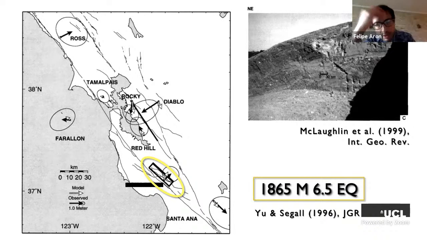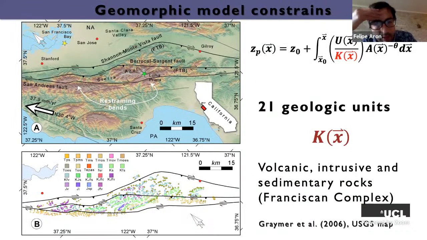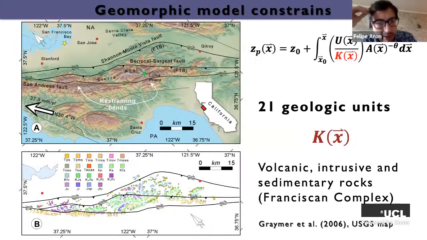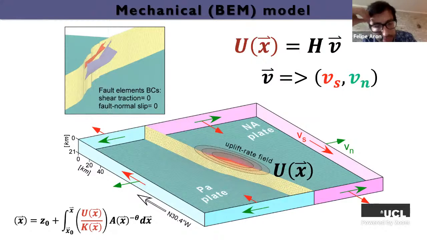So here are the geologic units that are constrained. And then this is the mechanical model that controls the uplift rate, knowing the plate motion in the area. Please go to the results. There are 2 slides. Next.